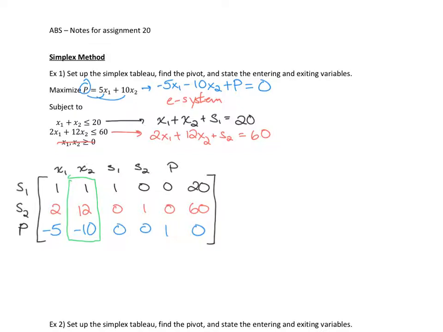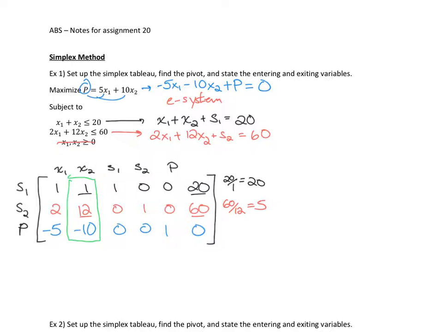But how you can figure that out is if you take the last element in each row, so for example, that would be 20 in the first row, and divide it by the number that's in the pivot column in that same row. So I would look at 20 divided by 1. Well, that's pretty easy, that's 20. But with the red row here, the S sub 2 row, I've got a 60 divided by 12, and that equals 5.